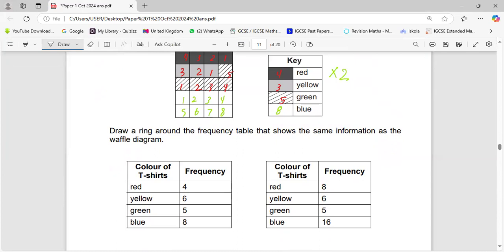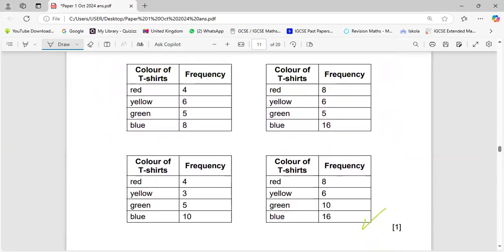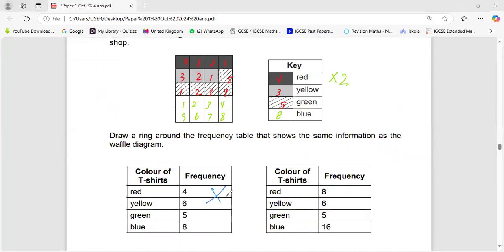If you search among the multiple choices, you can't find any that match, because we already have 4, 3, 5, 8, and we can't find 4. There is a 6, there is 5, there is 8. The first one can't match. The second one, we can have 8, 6, 5.